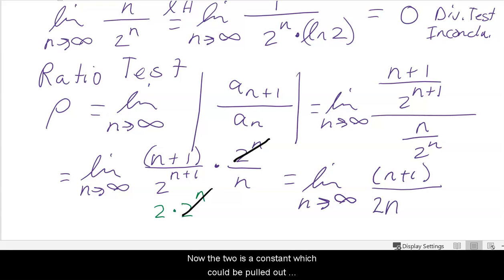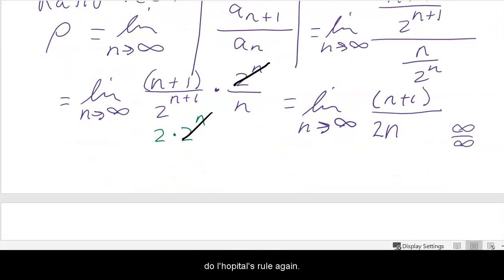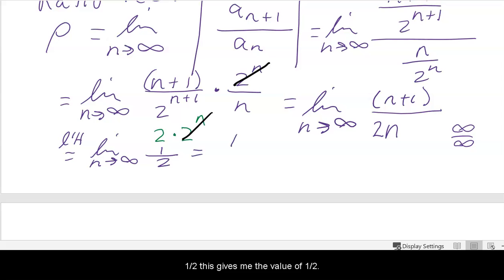Now the 2 is a constant which could be pulled outside of the limit. This, of course, is another indeterminate form of infinity divided by infinity. This time, for fun, let's just go ahead and do L'Hopital's rule again. This would lead to, on the next step, the limit as n goes to infinity of 1 over 2. This gives me the value of 1/2.